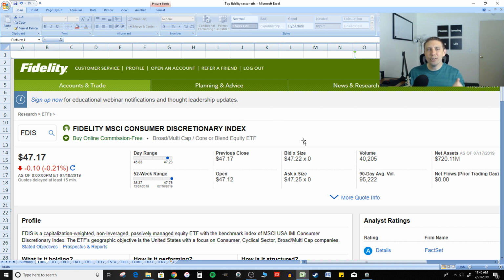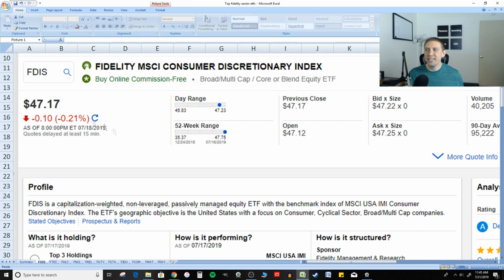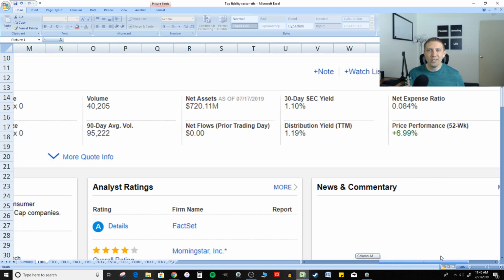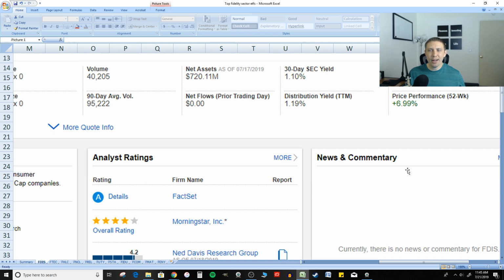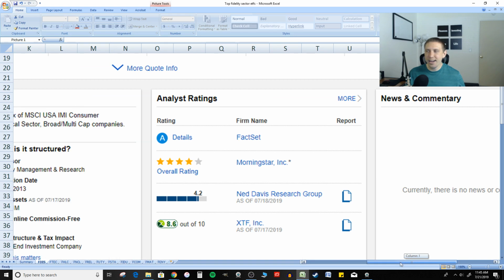Now, the Consumer Discretionary Index, what you're going to find is that per share of this ETF, it's about $47 per share. Each of these does have a small dividend yield, but it's only about 1%. So it's not huge, but it's something. The expense ratio, I believe, on every single one of these sector funds is going to be less than 1%, or 0.084. And if I scroll down here, let's see what this is made up of.